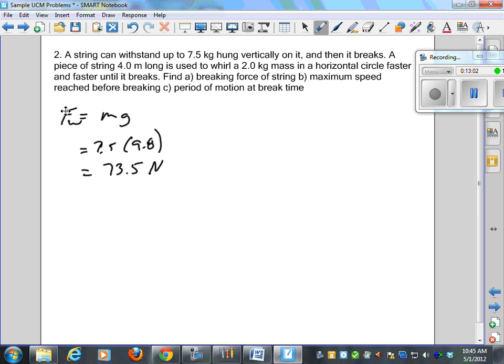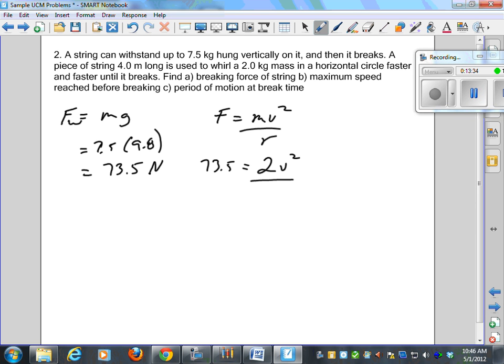Well, what's our formula that has force and velocity in it? F_c equals mv squared over r. And we're going to put what in for our force? 73.5, because that's the breaking force. That's the force that will cause the string to break. Good math. Now, which mass do I use? The 2 kg. How come? Because it's the one we're spinning. The 7.5 already broke the string, right? So put the mass in there.